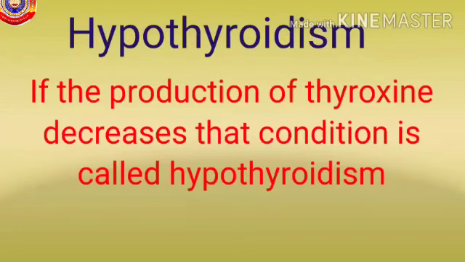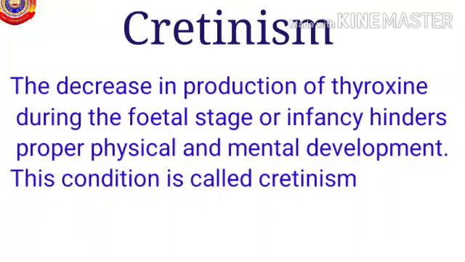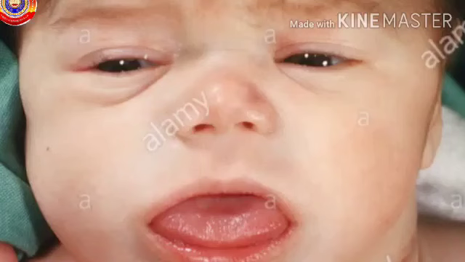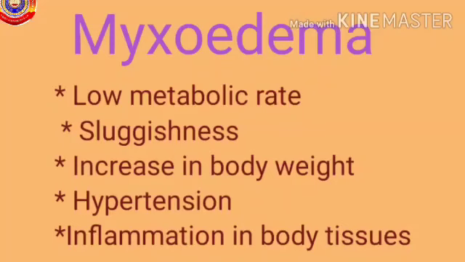The diseases affecting hypothyroidism are cretinism and myxedema. In cretinism, the decrease in production of thyroxine during the fetal stage or infancy hinders proper physical and mental development. Myxedema means prolonged deficiency of thyroxine in adults leads to the condition called myxedema. Symptoms are low metabolic rate, sluggishness, increase in body weight, hypertension, and inflammations in the body tissues.